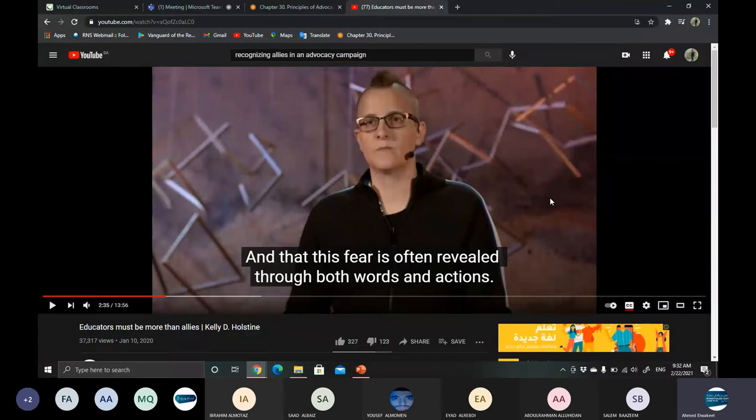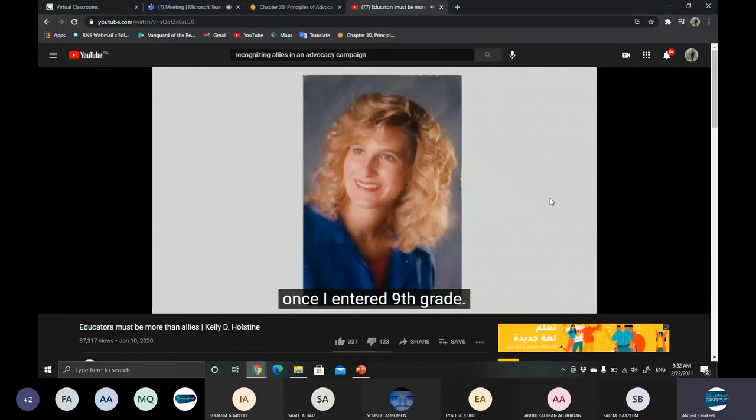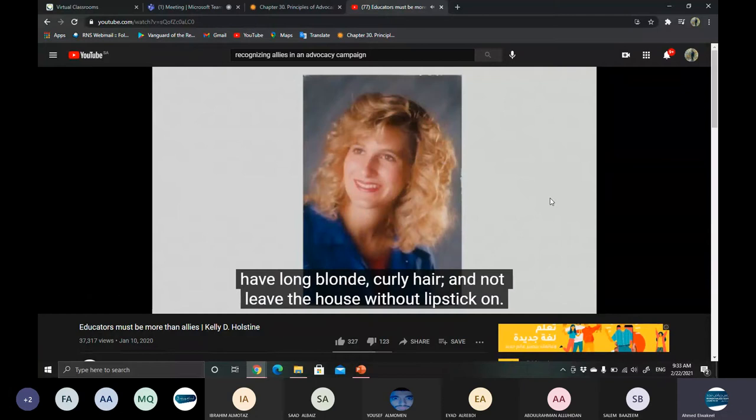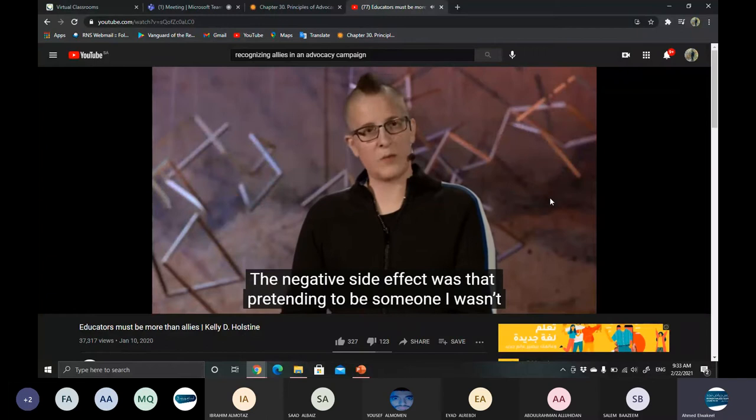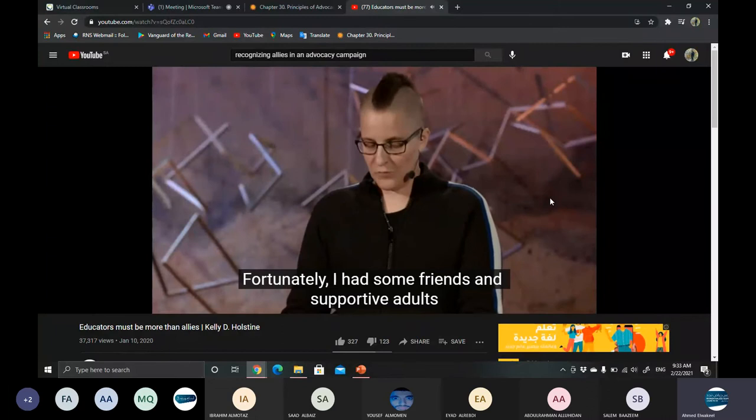I was not allowed to be a tomboy anymore once I entered ninth grade. I had to wear feminine clothes and makeup, paint my nails, have long blonde curly hair, and not leave the house without lipstick on. I felt like I was in feminine drag. The positive side effect of my new look was that I didn't get bullied anymore. The negative side effect was that pretending to be someone I wasn't caused me such deep depression that I made a plan to take my own life. Fortunately, I had some friends and supportive adults who helped me survive.